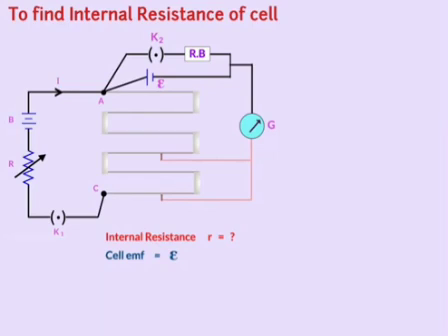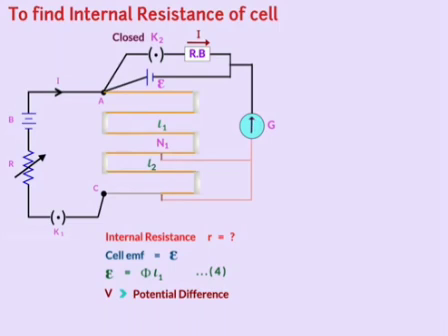In an open circuit, that is, when key K2 is open, balance point is obtained at length L1, say at point N1. Hence, epsilon equals phi L1. Let's call this equation number 4. When key K2 is closed, current from the cell passes through the resistance box. Hence, V is the potential difference and balance point is obtained at length L2, say at point N2. Therefore, V equals phi L2. Let's label this as equation number 5.